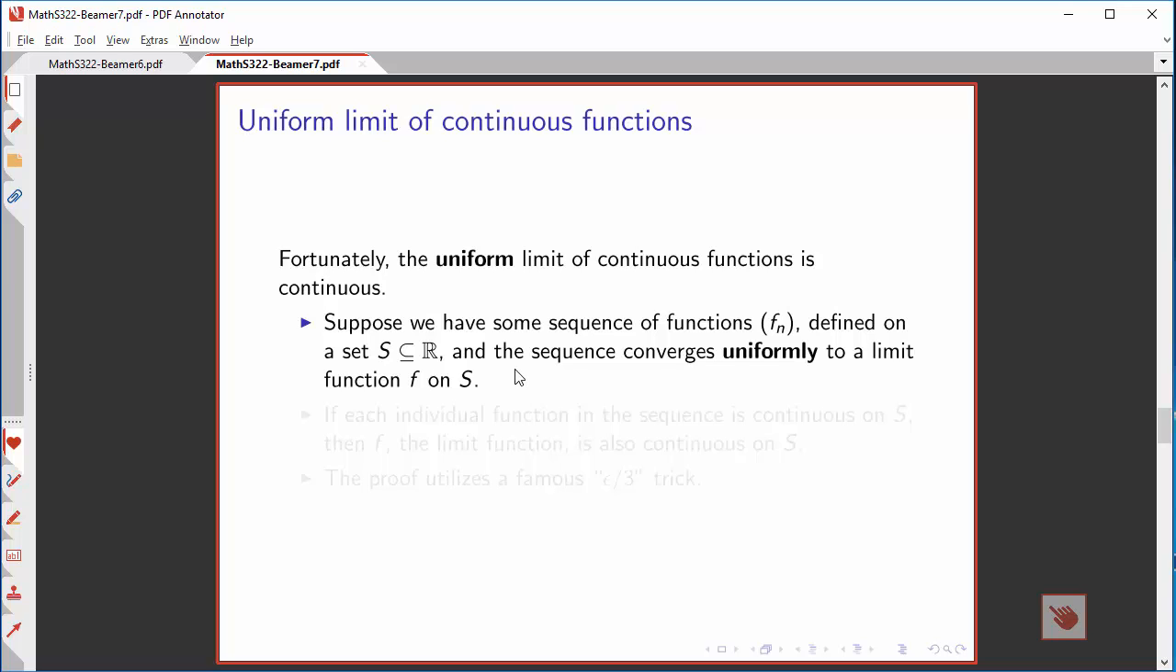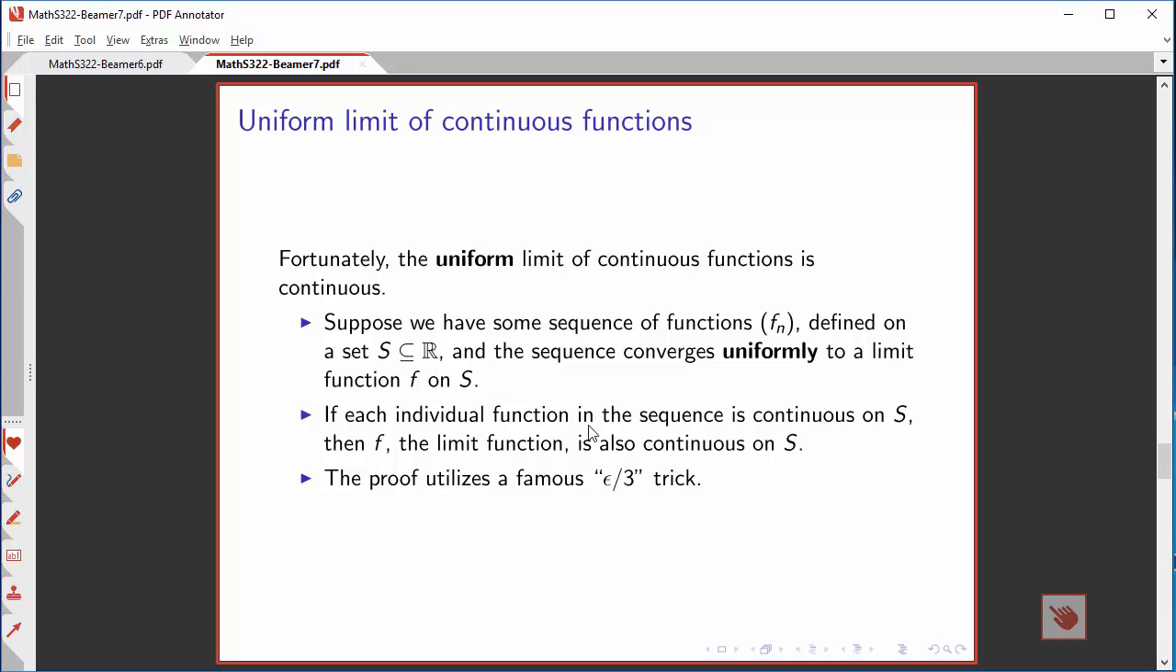In the example I just showed you, a sequence of continuous functions converged to a discontinuous function, but the convergence wasn't uniform. This is actually not hard to prove. We'll do it in class. If each individual function in the sequence is continuous on x, then so is the limit function.